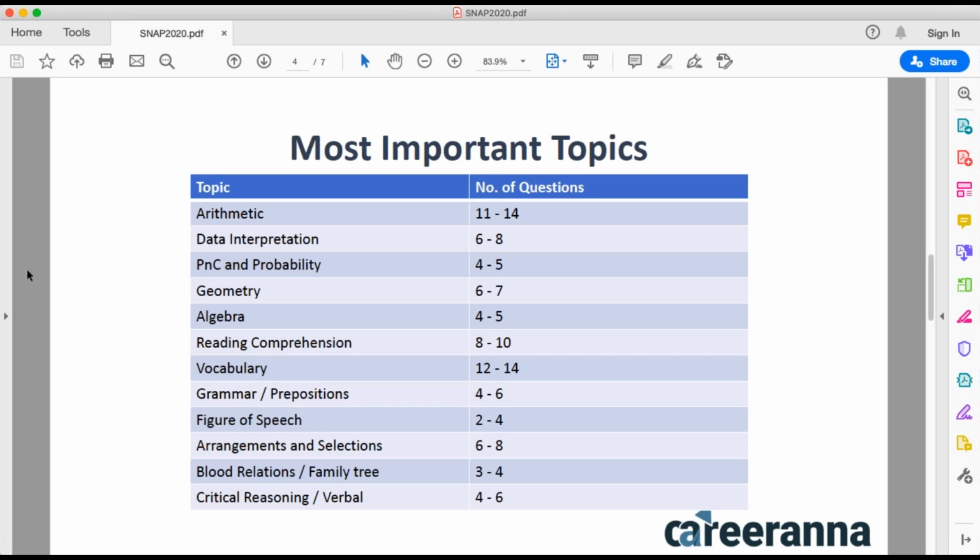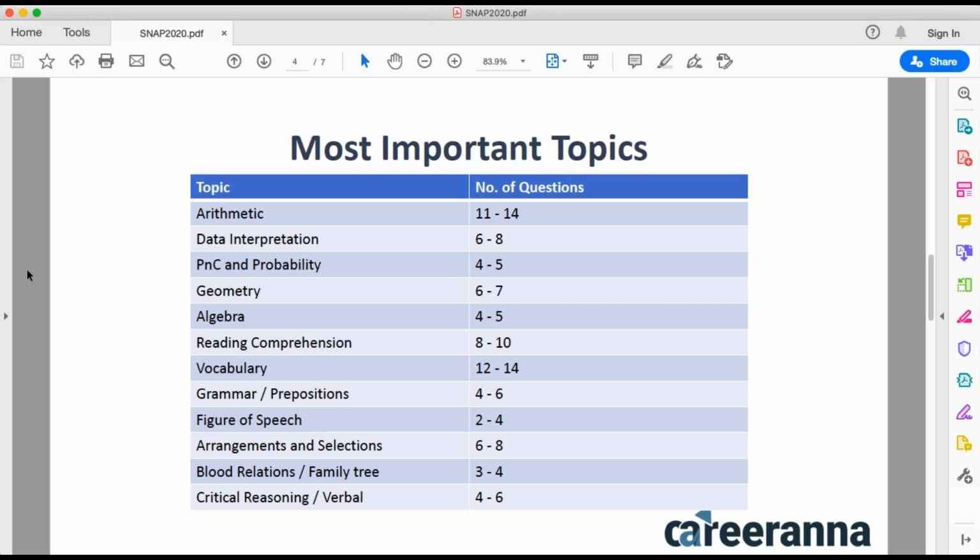So you have some easy pickings when it comes to arithmetic in SNAP. Data interpretation, 6 to 8 questions. Very simple data reading, doing basic calculations around it. Tables, bar graphs, line graphs, pie charts. Those are the 4 data representations which they are going to give you.